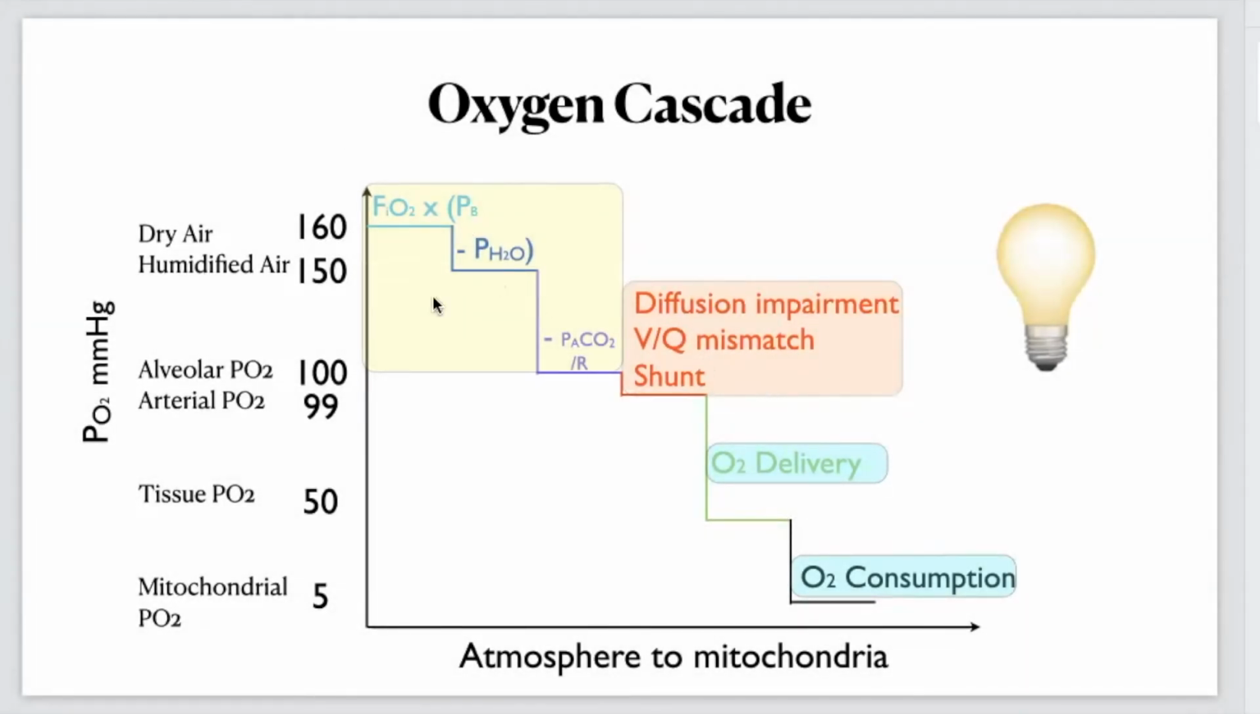So when you look at the oxygen cascade diagram, the numbers that I often put down on the y-axis, 160, 150, 100, 99, 50, and 5. In other words, to go from 160 to 150 is to do with your saturated water vapor pressure. So 160 is FiO2, and then from 160 to 150 is through saturated vapor pressure, and then from 150 to 100 is due to your alveolar CO2 divided by your respiratory quotient. And therefore, that will give you the first two answers of what causes hypoxemia: low FiO2 or hypoventilation. People will say an increase in alveolar CO2, but it's hypoventilation, because hypoventilation leads to the increased alveolar CO2.